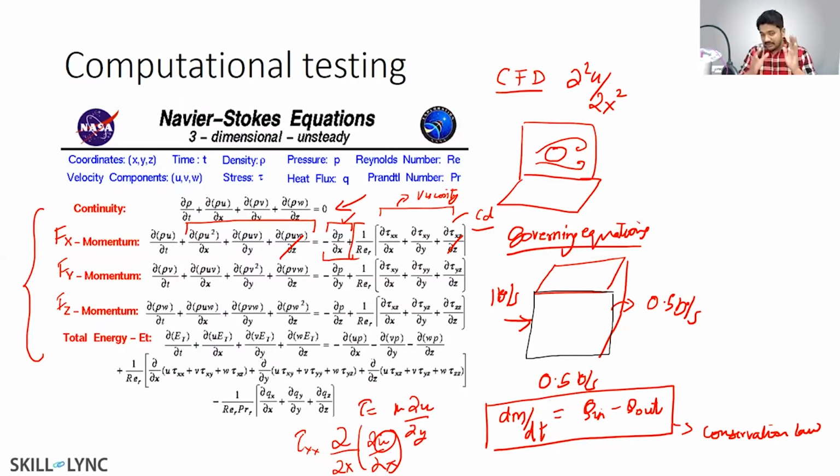But these techniques are done only for analytical calculations. For flow simulations, if you're doing CFD, you should always solve the entire Navier-Stokes equations. If you're just ignoring some terms, your answers will be completely wrong. So like I said, computational testing is all about taking these equations and solving them using a CFD program.